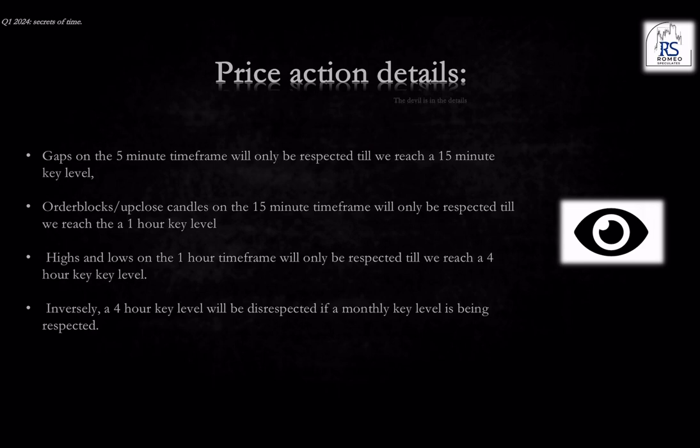This means that gaps on the 5-minute time frame will only be respected till we reach a 15-minute key level. Order blocks, up close candles, or down close, on the 15-minute time frame will only be respected till we reach a 1-hour key level. Highs and lows on the 1-hour time frame, we will only respect lows and break highs on the 1 hour until we reach a 4-hour key level.